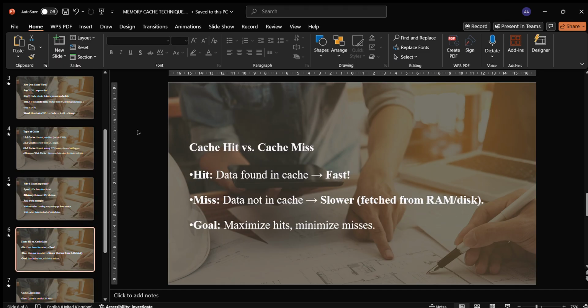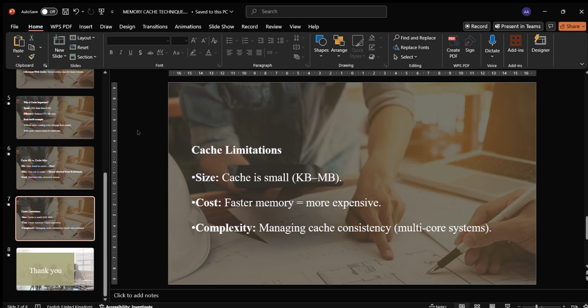We come to the cache hit versus the cache miss. For the hit, data found in the cache is very fast. For the miss, data not in the cache is slower, whereby it is fetched from the RAM or disk. The goal is to maximize hits and minimize misses.